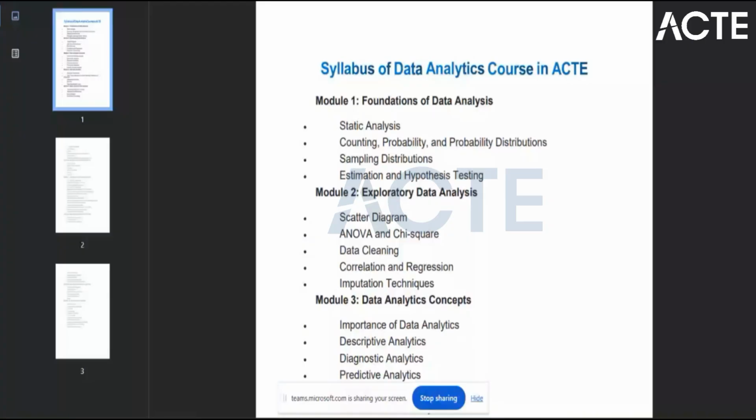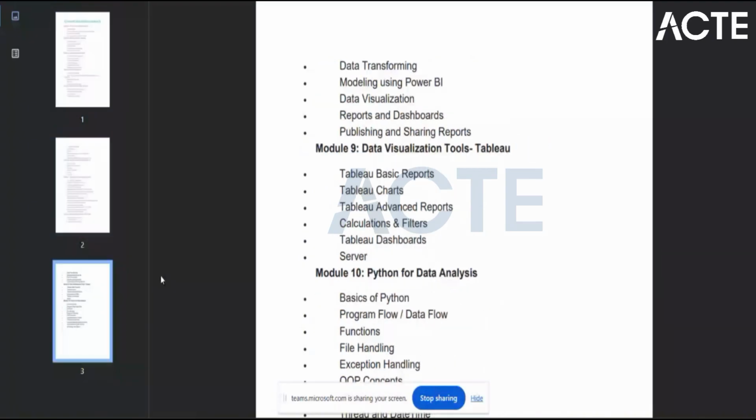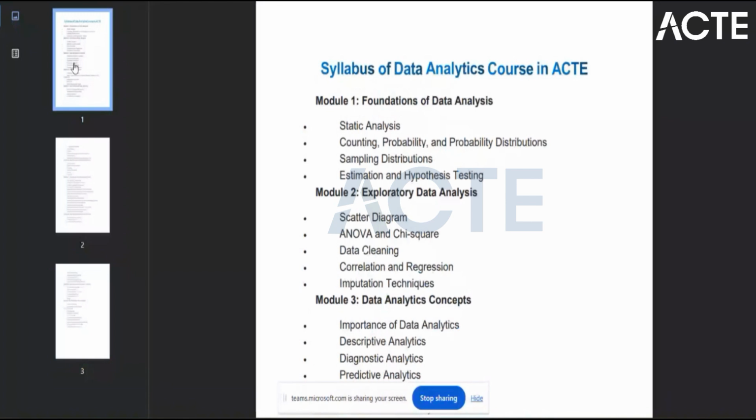Okay, sir. This is the data analytics course, right? Which you have taken from ACTE, right? So we have divided this course into 10 different modules, right? In these modules, we have named every module according to its syllabus.